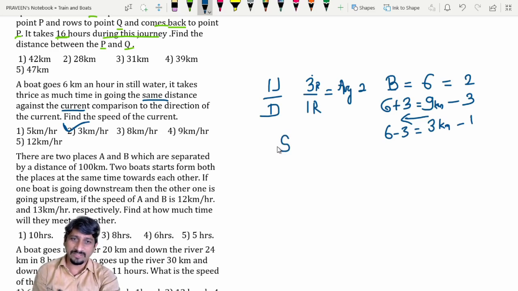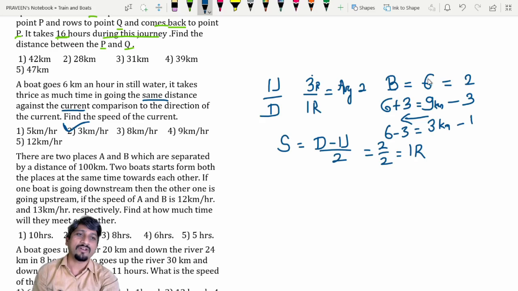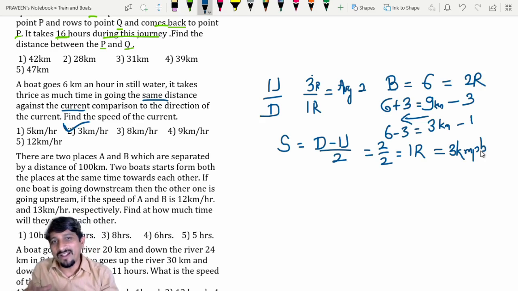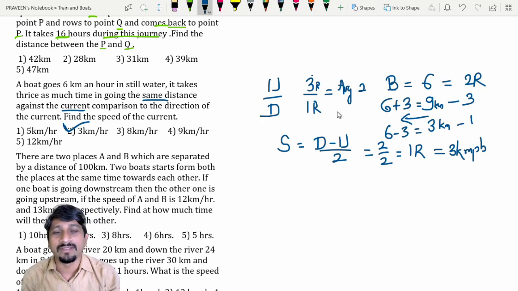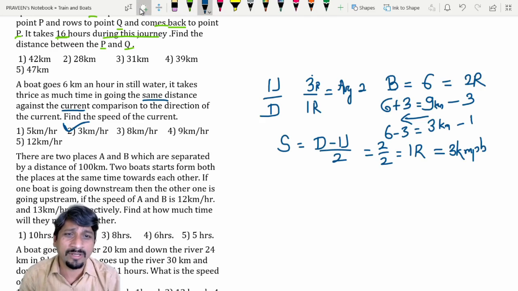What is the speed of the stream? It is (d minus u) by 2. That is the difference. So difference is how much? 2. 2 by 2 is how much? 1 ratio. 1 ratio is equal to how much here? 2 ratio is equal to 6. Means 1 ratio is equal to 3 kmph. Are you able to understand now the beauty of solving like this? Right? So if you have not understood, please go through again. This is very, very simple.